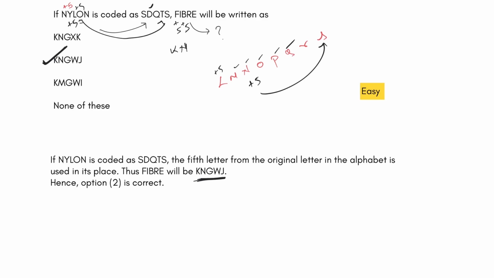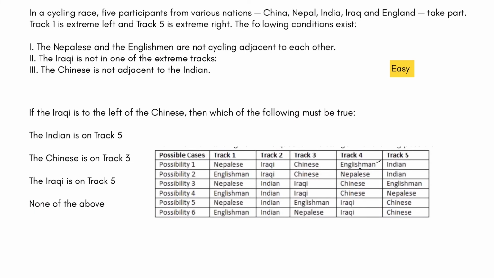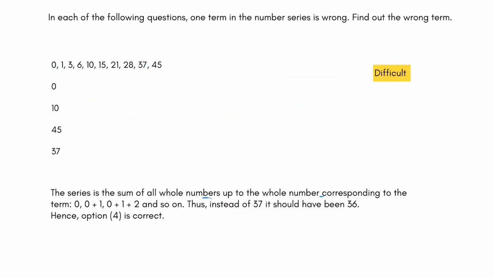This was an easy puzzle which is from coding decoding. Just add +5 and you get the next alphabet. So this should have been solved. This is again an easy one. The conditions given here are very simple. That's why I say this is easy. Either you keep the Iraqi and Chinese like this, or like this, or like this. So with these conditions, there are 6 possibilities, but they are very easy, and it can easily help you reach the answer.